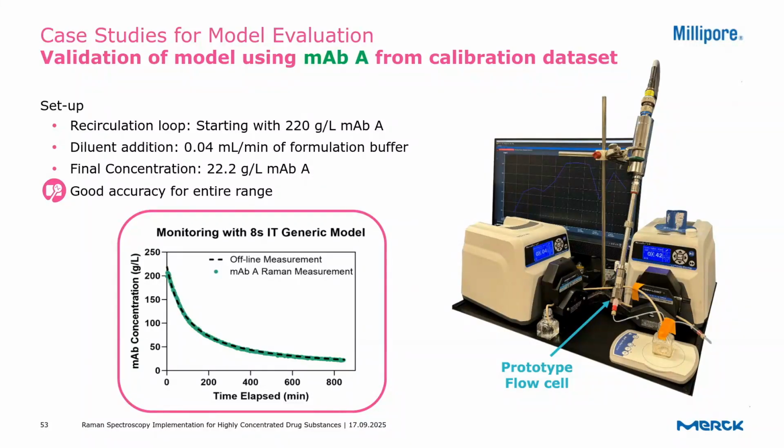While the recirculation loop pumped the MAB sample through the Raman flow cell, the Raman protein measurement data was generated and plotted here in green. As you can see from the plot, the overlays of the measured values and the calculated expected values is extremely accurate over the entire concentration range.